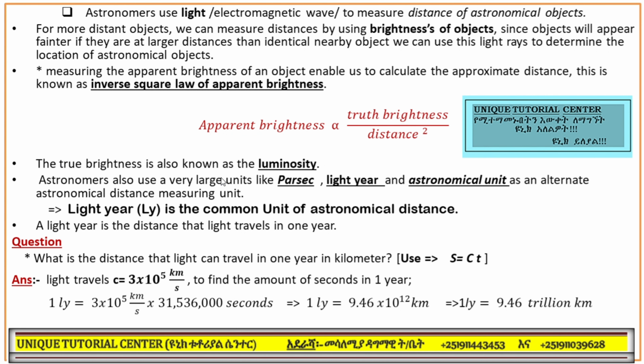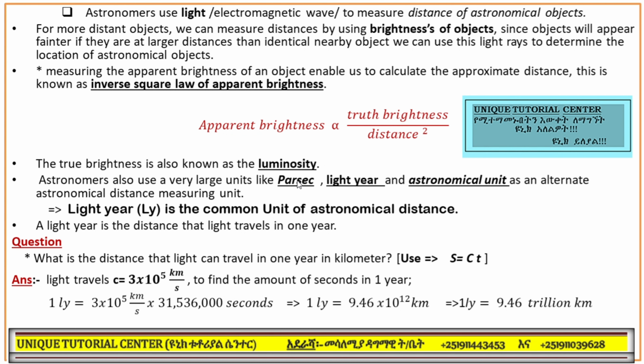The true brightness, the actual brightness, is also known as luminosity. Astronomers use very large units like parsec, light year, and astronomical unit, or AU, as alternate astronomical distance measuring units. Okay, so these are the different units, but light year is the most common unit of astronomical distance.